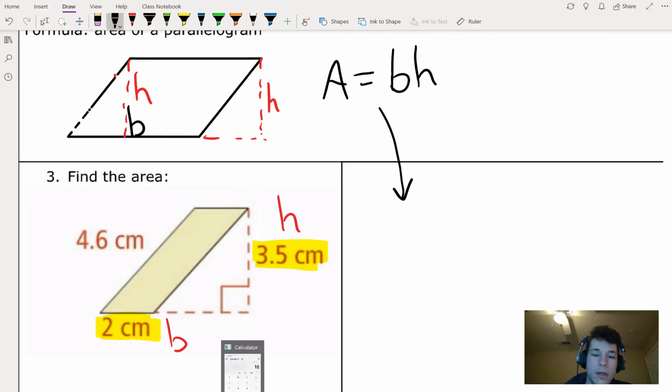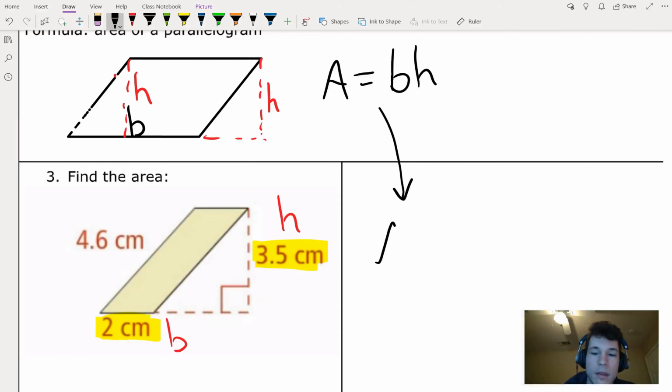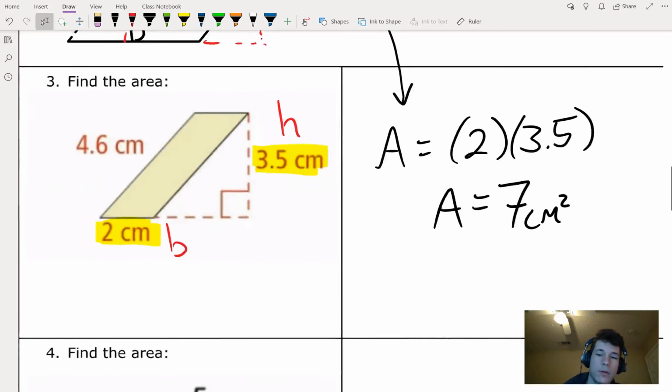Okay, just plug those two numbers in. 2 times 3.5, that's pretty quick. 2 times 3.5 is 7. So the area equals, well, I'll just write it out. Okay, and remember our units here, they were centimeters. For area, it's going to be centimeters squared. Okay, so pretty easy example there.